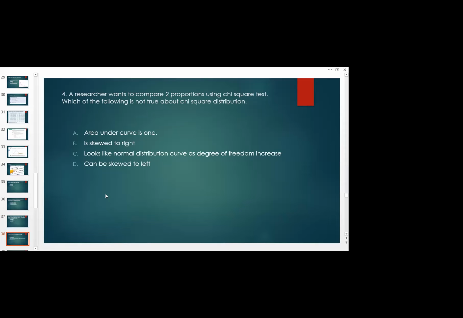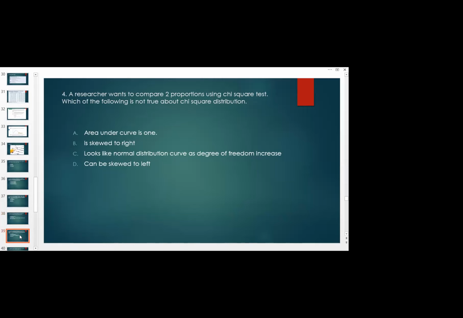D. Yes, the correct answer is D. The area under a chi-square curve is 1. It is always skewed to the right, and when the degree of freedom increases and the sample size increases, it starts looking like a normal distribution curve, but it can never be skewed to the left. It is always skewed to the right.